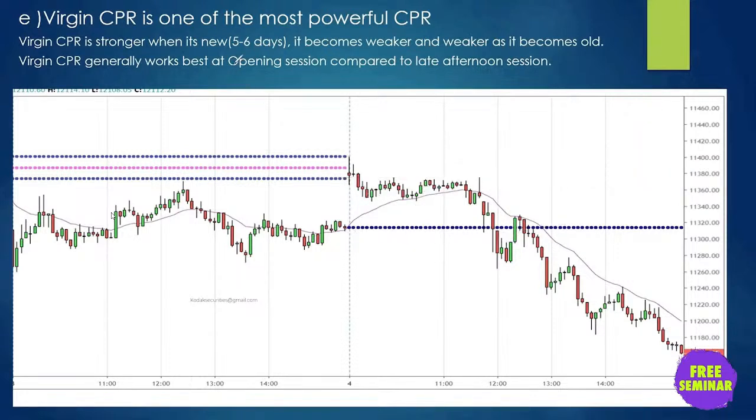That is what I mentioned here. Virgin CPR generally works best at the opening session compared to the late afternoon session. For example, look at this first candle at the opening session only, it's showing bearishness. That means it's a high probability. I will go and short this bearish candle and keep my stop loss above the virgin CPR, expecting the market to go down.